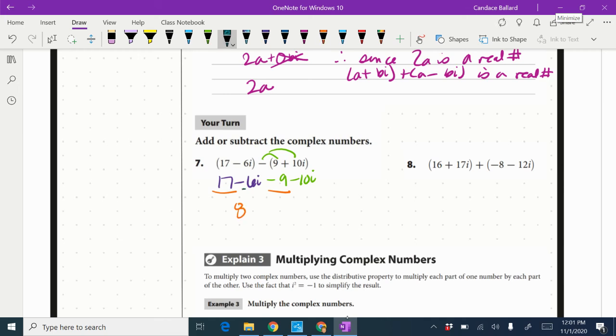And let me use a different color. -6i and -10i would be -16i.